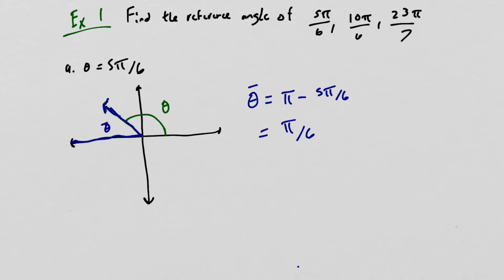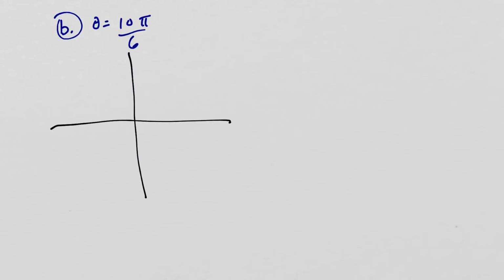In part B, we're given that theta is equal to 10 pi divided by 6. Again, we can go ahead and just sketch a picture. Here we have our xy plane. Let's go ahead and draw our angle. 10 pi divided by 6 is greater than pi. And we can go ahead and check to see if 10 pi divided by 6 is greater than or less than 3 pi divided by 2.